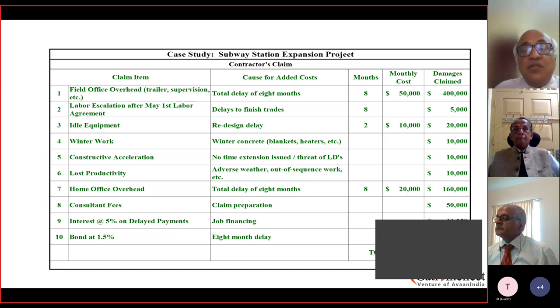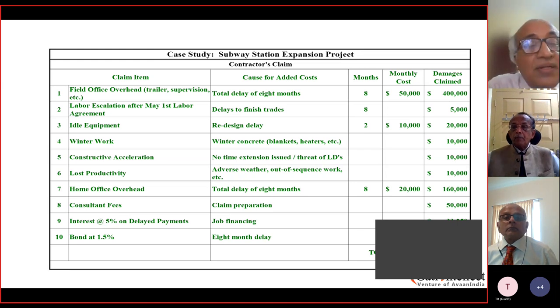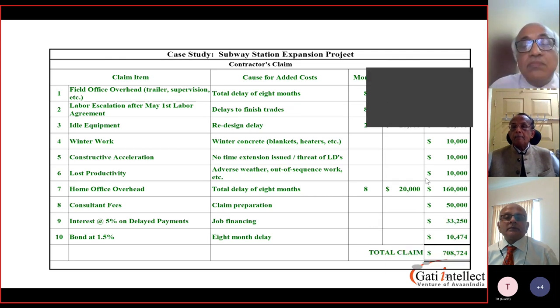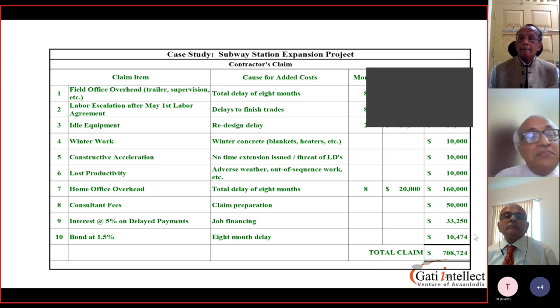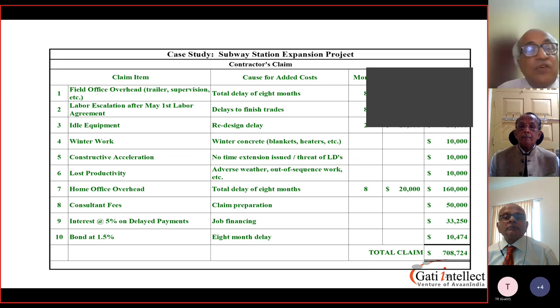Consultant fees, one second, actually I'm not able to see that patch. Yes. Can you see that? So consultant fees for claim preparation is $50,000.